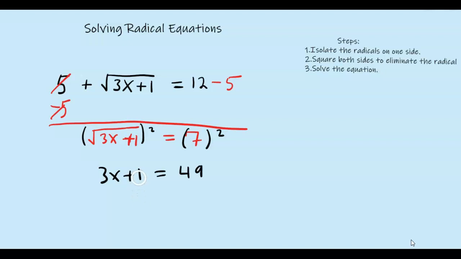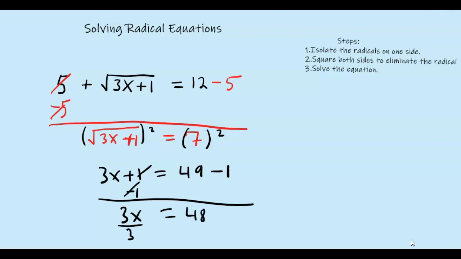Now we have to solve this linear equation. We need to get rid of this 1, so we will subtract 1, and we'll repeat the same thing here. This goes away, turns into 0, we've got 3x. 49 minus 1, 48. Here it's multiplying, so we divide by 3. We repeat the same thing here. This turns into 1. 48 divided by 3 is 16.